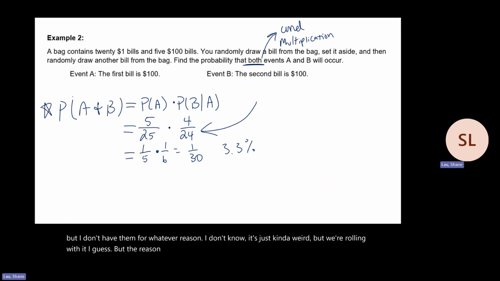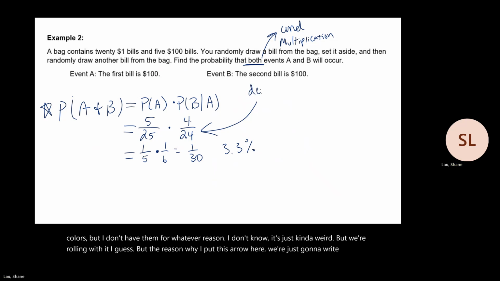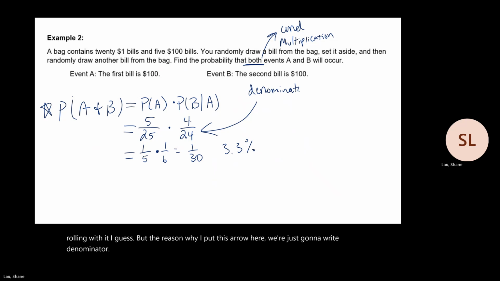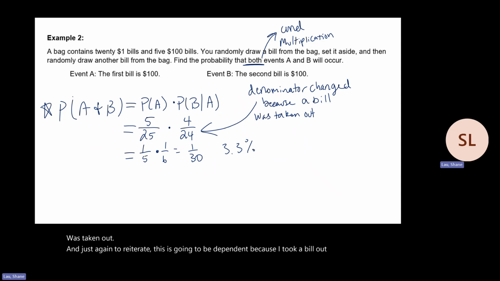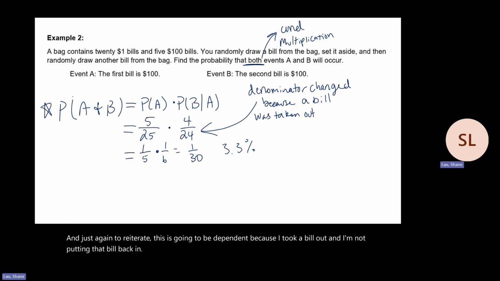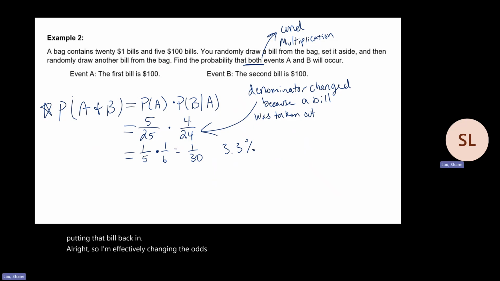But the reason why I put this arrow here, we're just going to write denominator changed because a bill was taken out. And just again, to reiterate, this is going to be dependent because I took a bill out and I'm not putting that bill back in. So I'm effectively changing the odds of getting another bill, whichever bill I'm looking for.